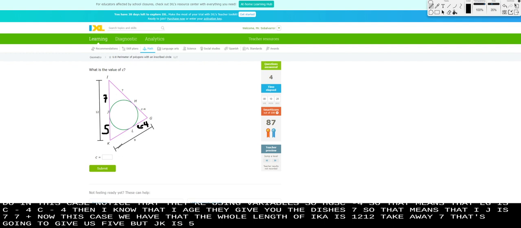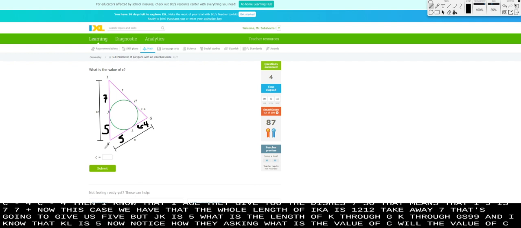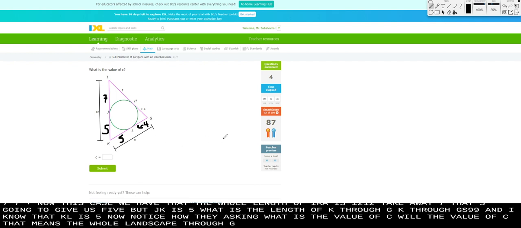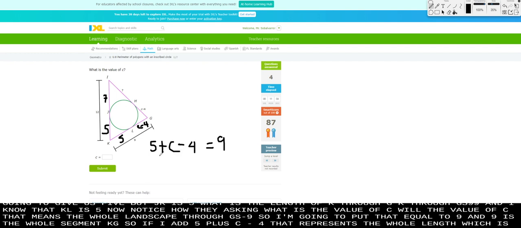And notice the length of K through G. K through G is 9. And I know that KL is 5. So now, notice how they're asking what is the value of C. Well, the whole length, K through G, is 9, so I'm going to put that equal to 9. So if I add 5 plus C minus 4, that represents the whole length, which is from K to G.